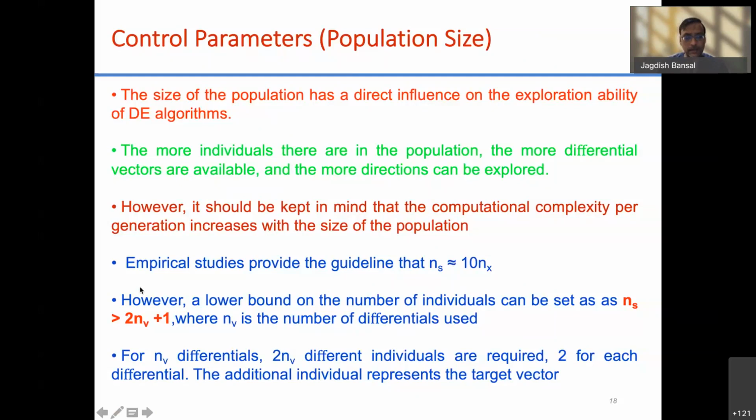Another thing, which I already explained, is that the minimum population size is greater than 2nv plus 1, where nv is the number of difference vectors. If you have one term, then it should be greater than 2 into 1 plus 1, meaning the population size should be greater than 3. I already told you that the minimum population size should be 4, meaning greater than 3. And if you have more difference vectors, your population size should be decided accordingly.